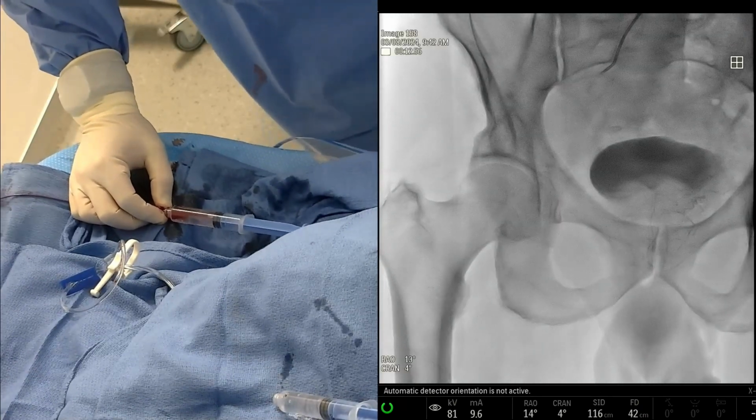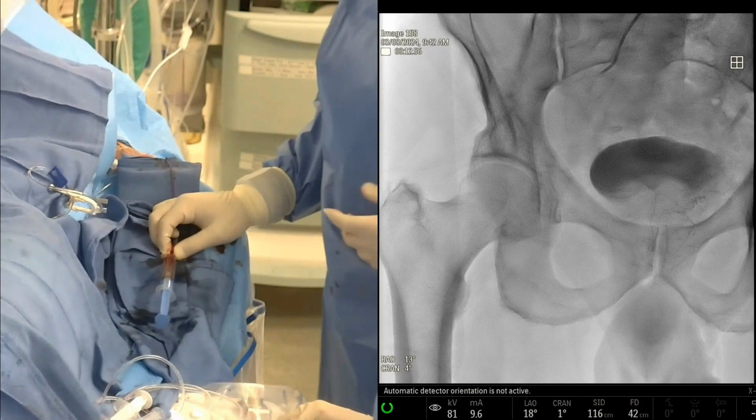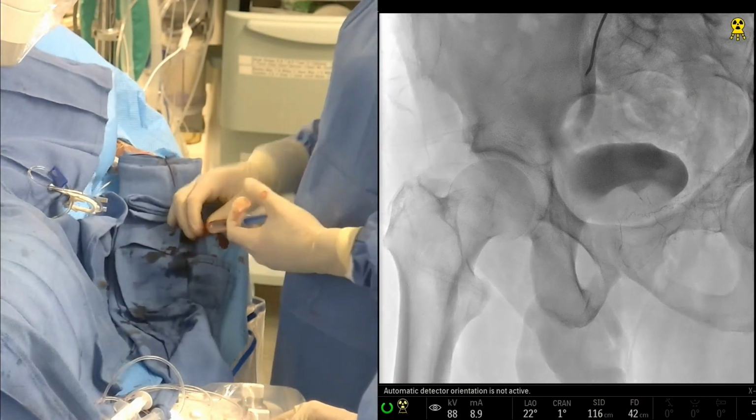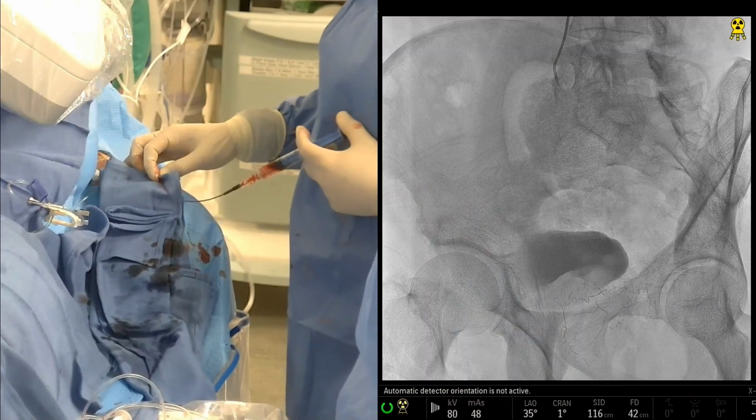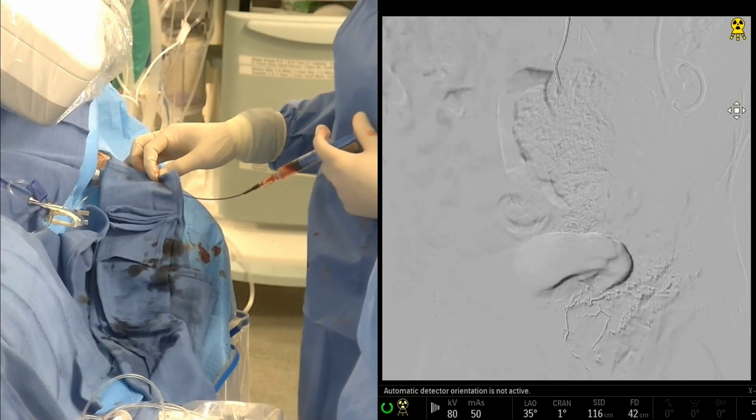I think we're in the external. Let's just say we're in external. Go back and just do a run. Yeah, we'll pull back a little higher. It's right there. Okay, just grab that glide wire. Yeah, we got it.